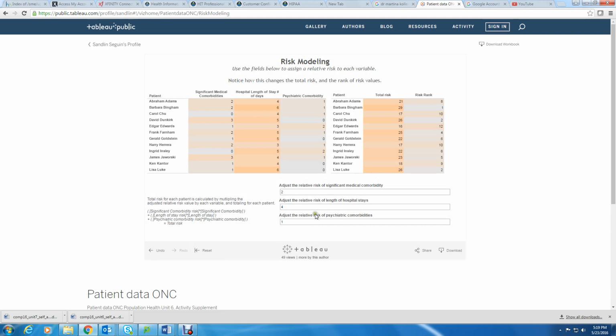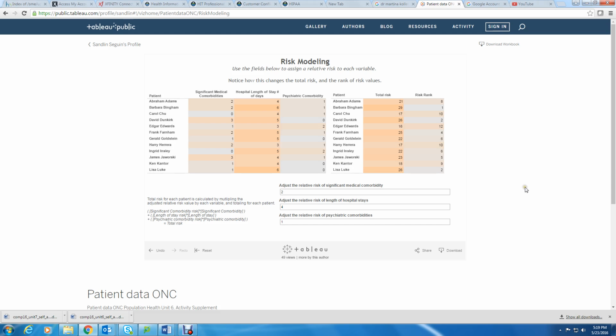You can see that now patients Bingham, Dunkirk, Farnham, and Luke are at highest risk, while patients Chu, Edwards, Herrera, and Cantor are at lowest risk.